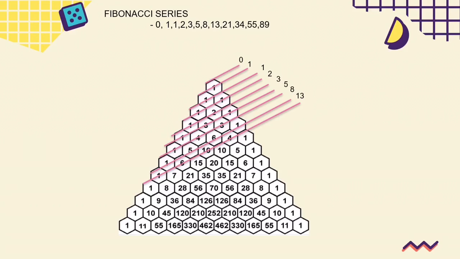Then 1 plus 6 plus 10 plus 4 is equal to 21. Then 1 plus 7 plus 15 plus 10 plus 1 is equal to 34. Then 1 plus 8 plus 21 plus 20 plus 5 is equal to 55. Then 1 plus 9 plus 28 plus 35 plus 15 plus 1 is equal to 89.